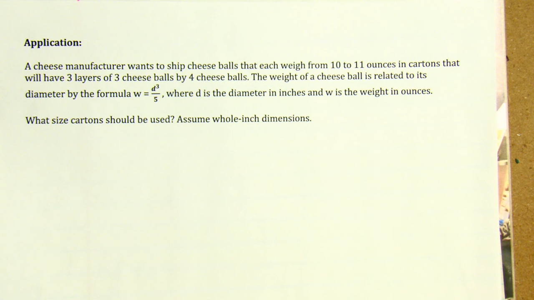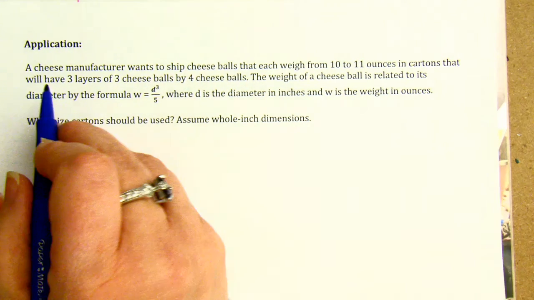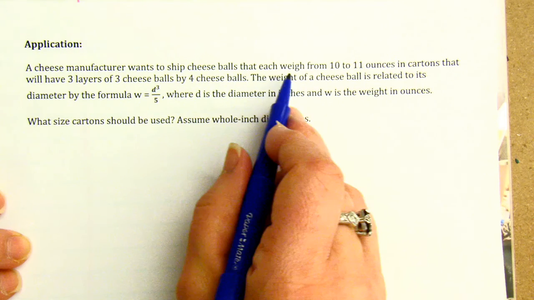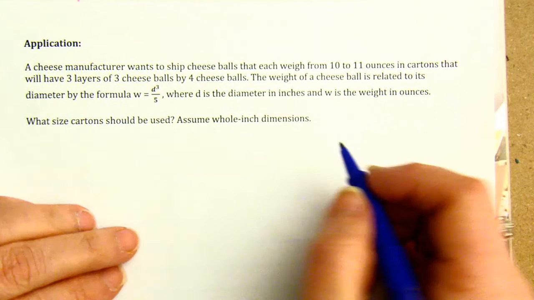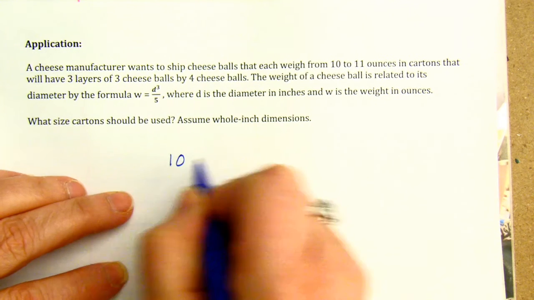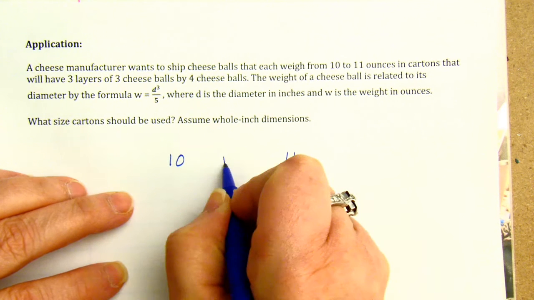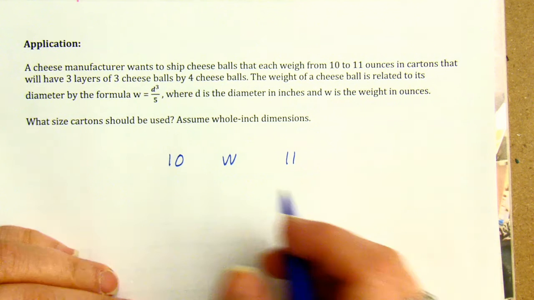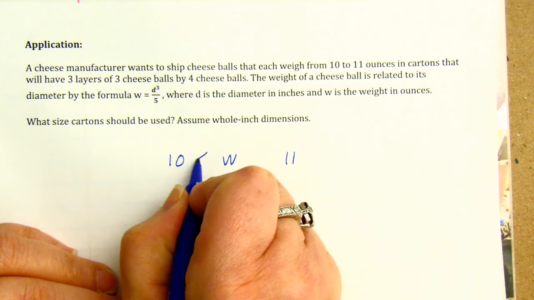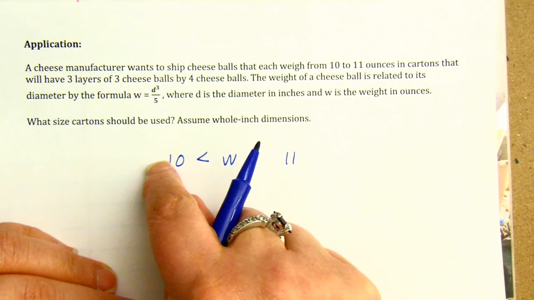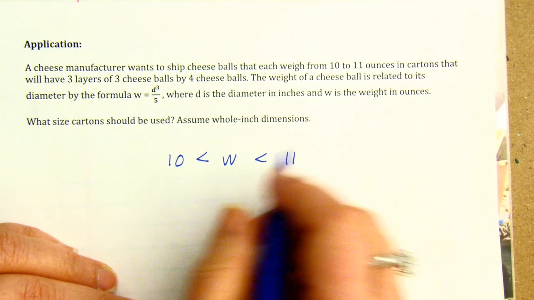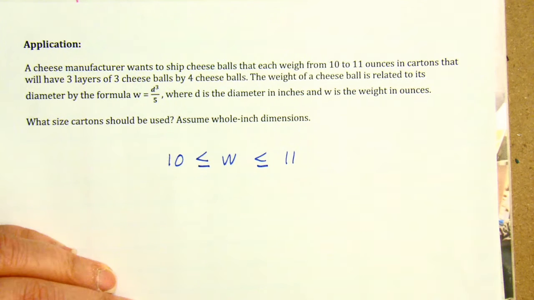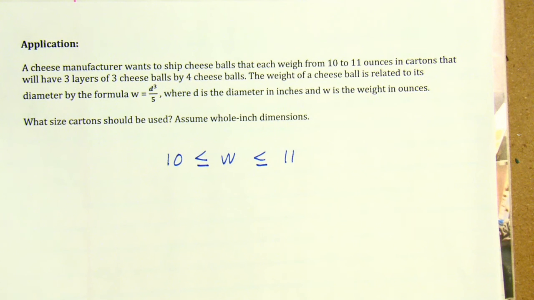It's a cheese ball. So it's saying a cheese manufacturer wants to ship these that weigh from 10 to 11 ounces. Oh, so the weight is going to be between 10 and 11 ounces. So it's going to be greater than 10, but less than 11, and it could be equal to those. So there's my inequality that represents this situation.